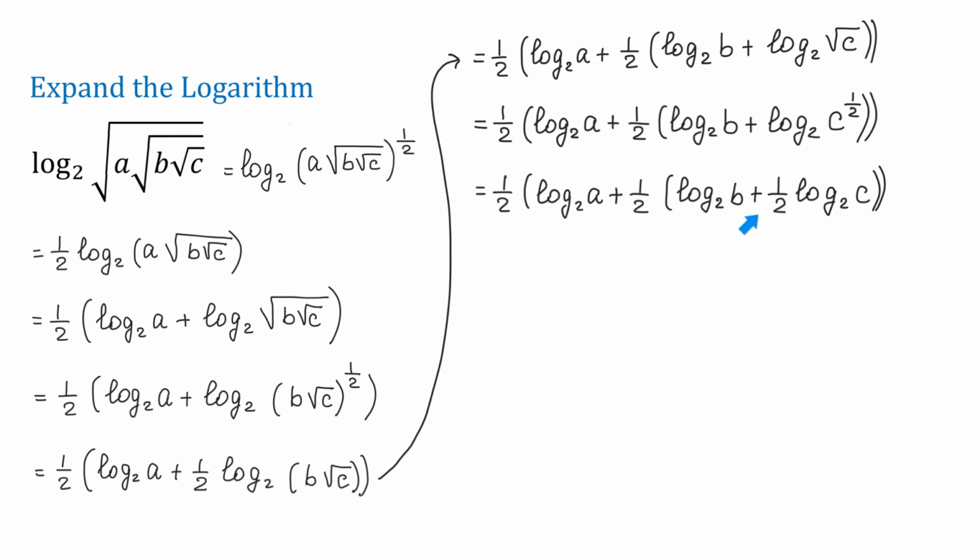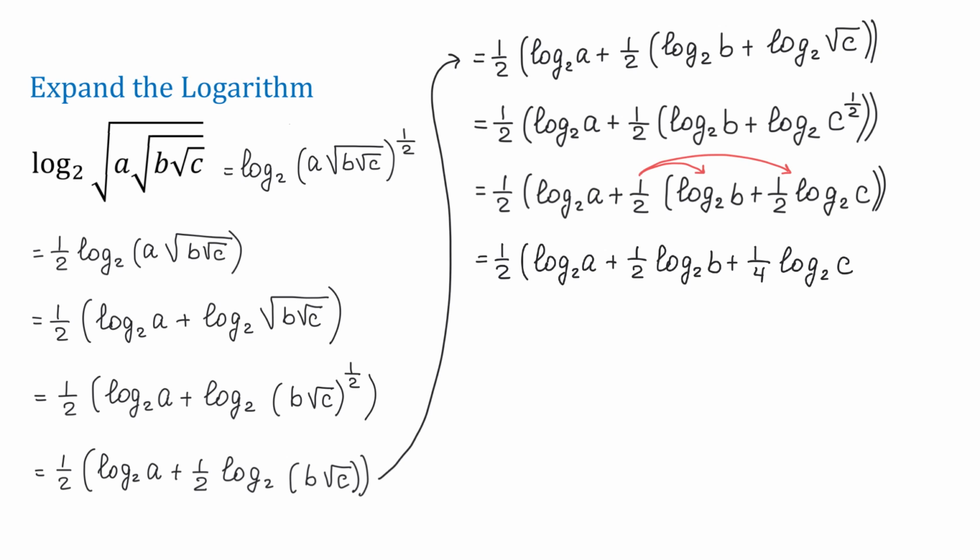In the innermost parentheses, we have two terms and each one will be multiplied by 1/2. Then we will have 1/2 parentheses log base 2 of a plus 1/2 log base 2 of b plus 1/4 log base 2 of c. So here 1/2 times 1/2 is 1/4.